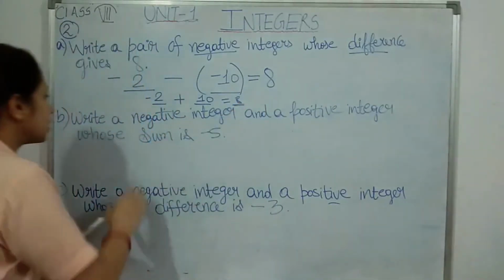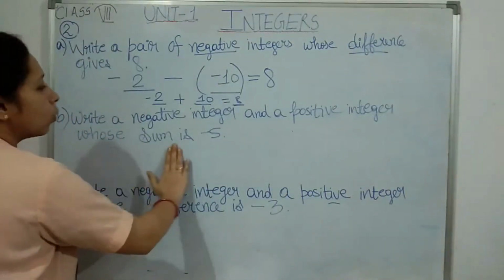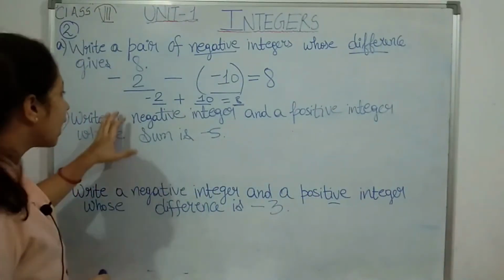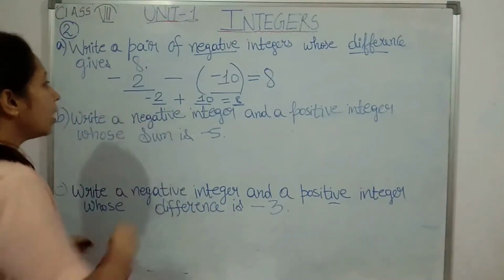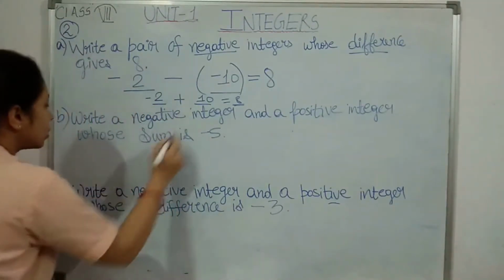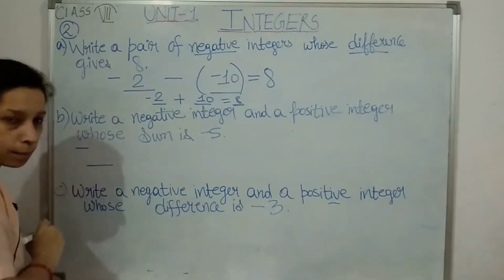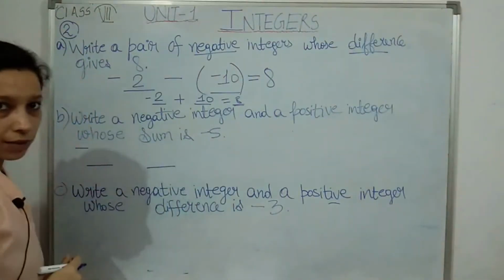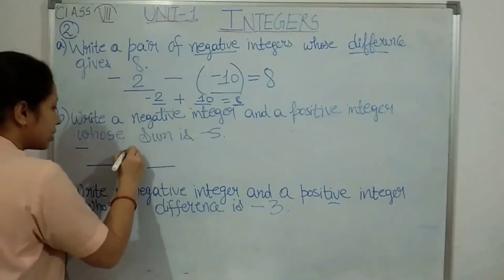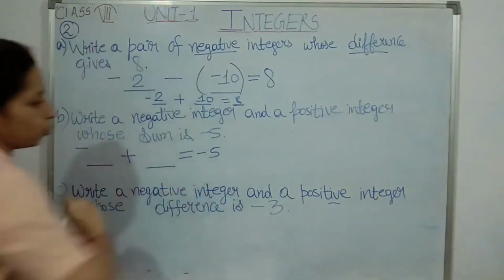Okay, let us see point number B. Write a negative integer and a positive integer whose sum is minus 5. Again I'll write the given condition using blanks. So first will be a negative integer students, that's why I am taking minus sign and a blank. Then a positive integer. Second integer will be our positive integer whose sum, for sum we are going to take plus, and the result will be equal to minus 5 students.